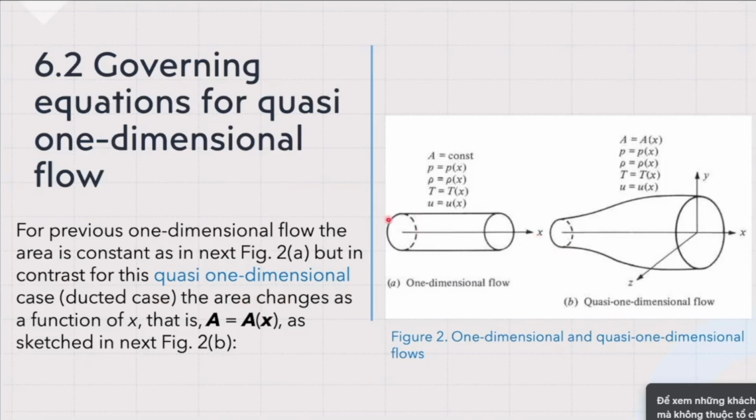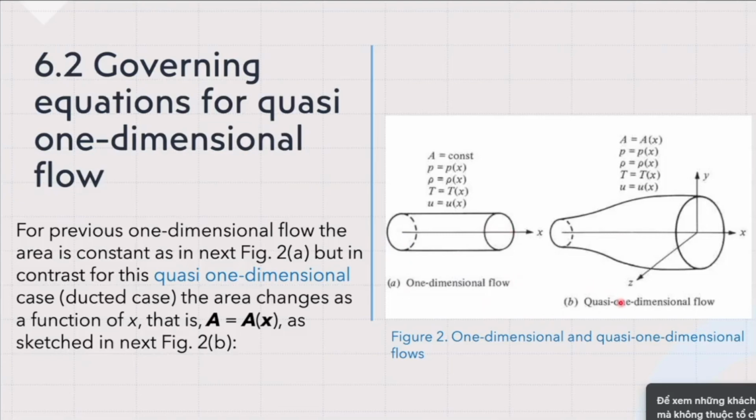If we look here, in the normal one-dimensional flow the area remains constant. So the area at the inlet over here, as shown by my cursor just now, is the same as the area at the exit over there, right? So inlet area and exit area remain constant for one-dimensional flow.